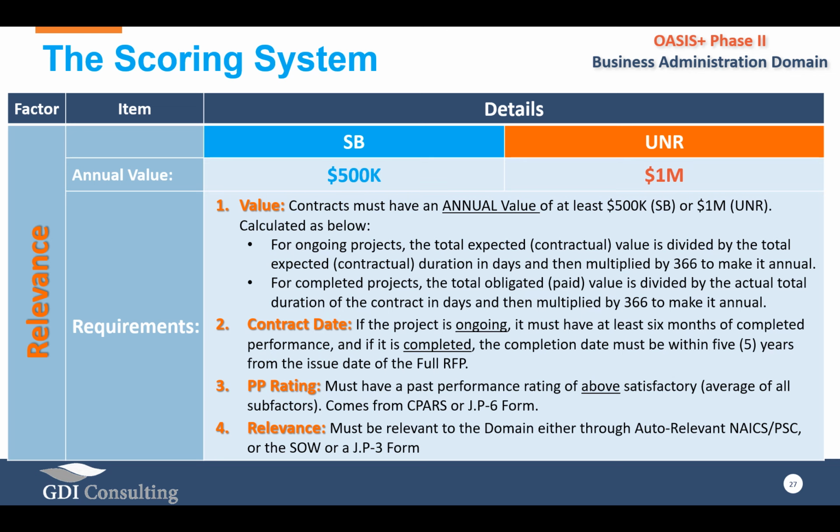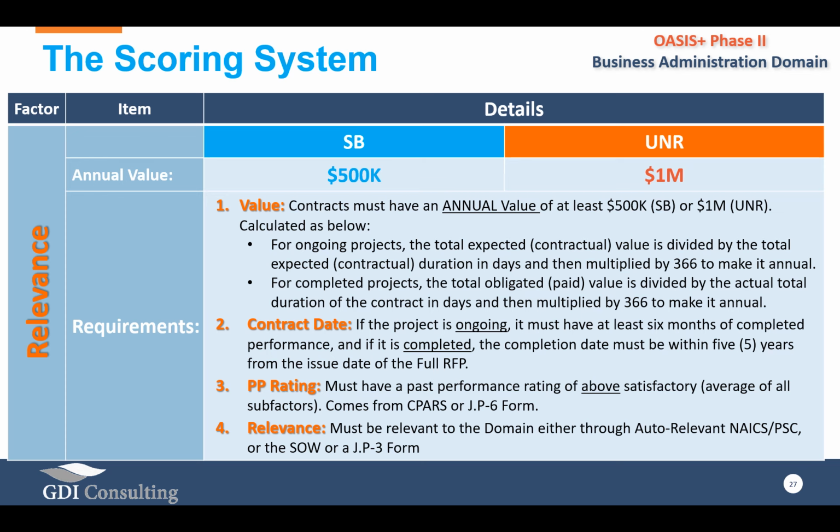Now the second requirement is contract date. If the project is ongoing, it must have at least 6 months of completed performance as of January 12, 2026, meaning that you can use contracts that were awarded and started before July 12, 2025. You can't use a contract that you got 2 months ago, for example. If it's a completed contract, then the completion date must be within the past 5 years, from January 12, 2021 till now. Whatever the completion date is acceptable. Doesn't matter when it started, 10 years ago, 20 years ago, whatever. The completion date must be within the past 5 years.